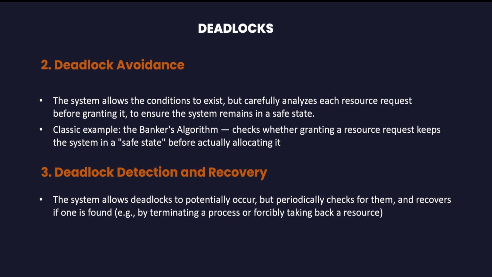Example, by terminating a process or forcibly taking back a resource. So here, the system does not place restrictions on resource requests and makes no safety checks upfront. Instead, it allows deadlock to happen. Periodically run a detection algorithm to identify cycles and then take action to break the deadlock. So remember, it takes action after a deadlock has already occurred. So this is the third strategy, deadlock detection and recovery.